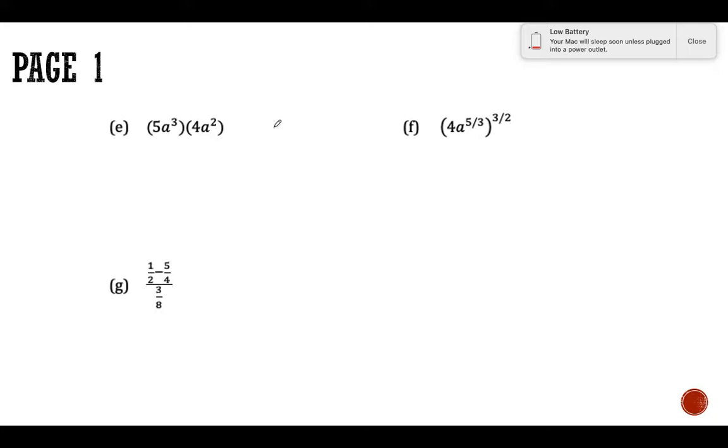These ones hopefully are fairly easy for you. These ones really are algebra 1. Since I'm multiplying here, 5 times 4 is 20. And this is, if you have the same base with multiplication in between, add the exponents.